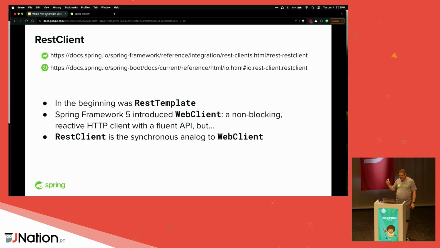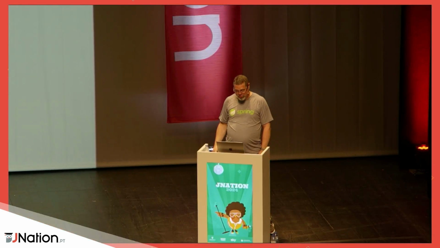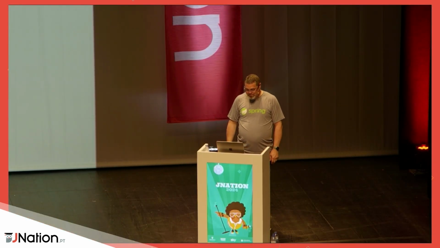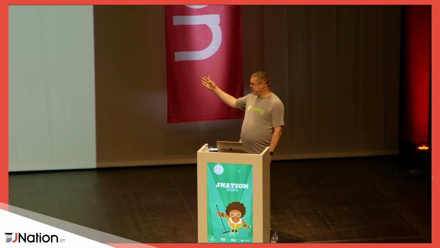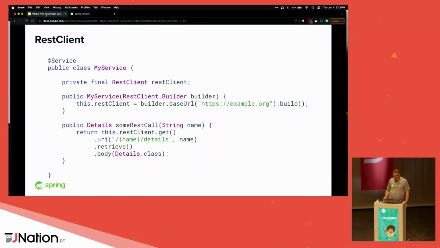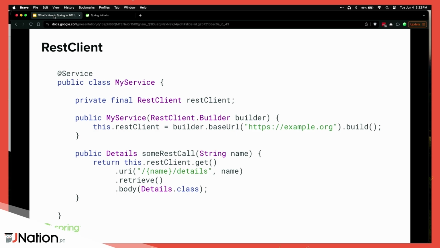So RestClient is the synchronous analog to WebClient. And it looks very nice and is very, very easy to use, right? You can see here at the bottom this nice fluent API rather than the big, long parameters to different method calls. So one of my goals was to use this in one of my projects, and it's now used in the new MVC gateway, which we'll talk about a little bit later.